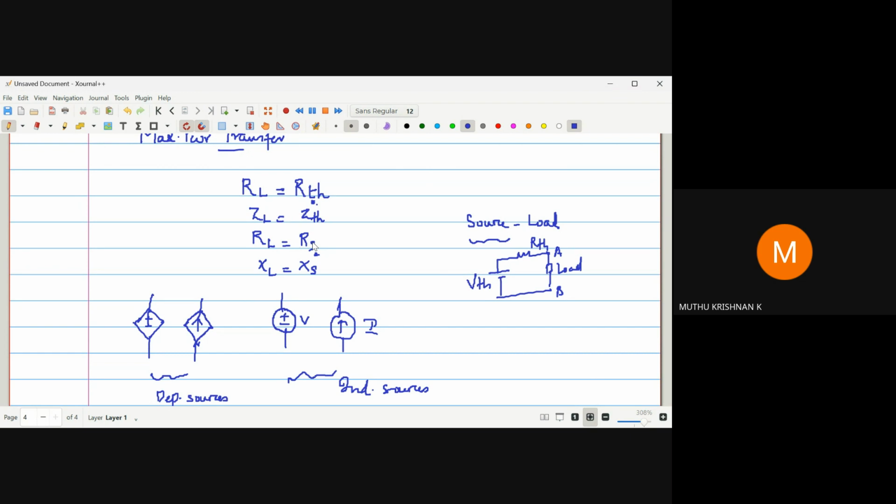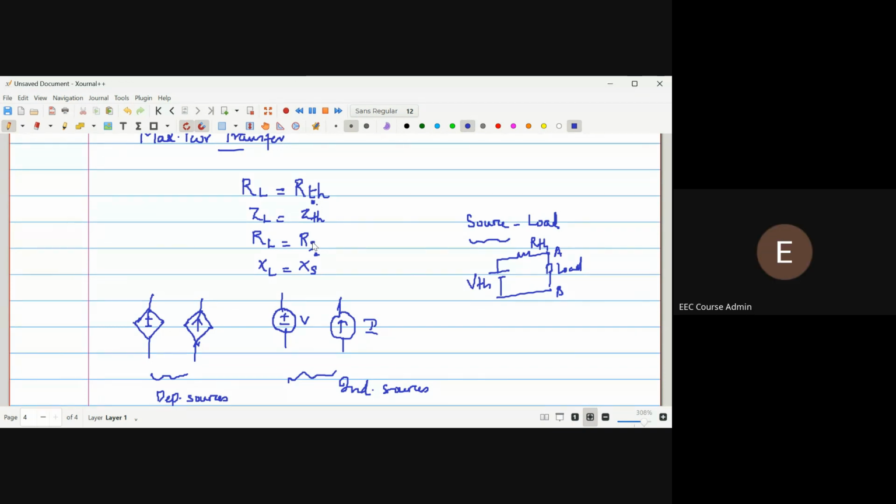Because if we take, let's say, a very high resistance on the load side, the power consumed is very low, right, ma'am? Let's say R load is much higher than RTH. Then the power consumed is not maximum, right? If R load is higher than RTH, then the power consumed won't be maximum.